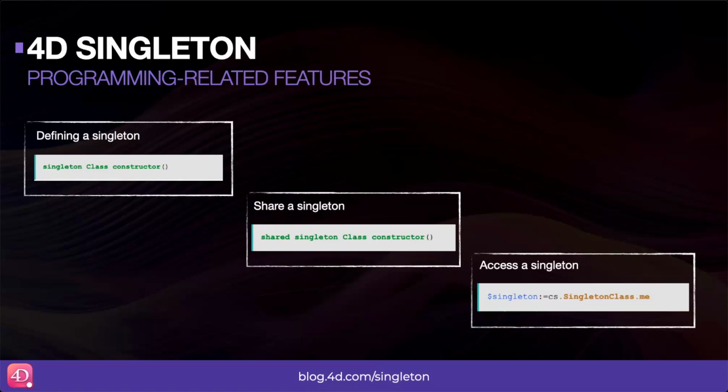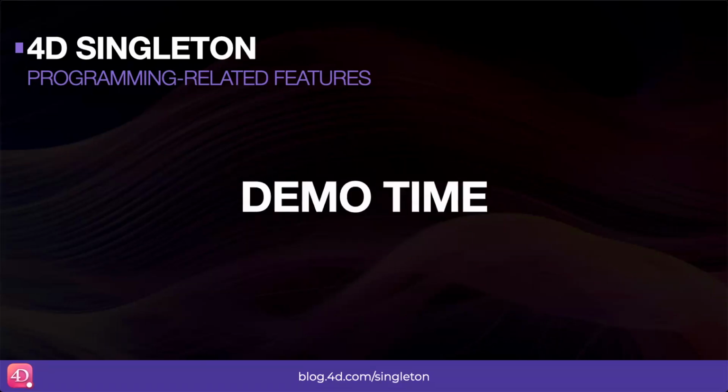Defining them is very simple. You add singleton to the class constructor, and then you can easily access your singletons by using the me attribute, as you can see here on screen. But a nice demo is better than any words, so we can see it live now.